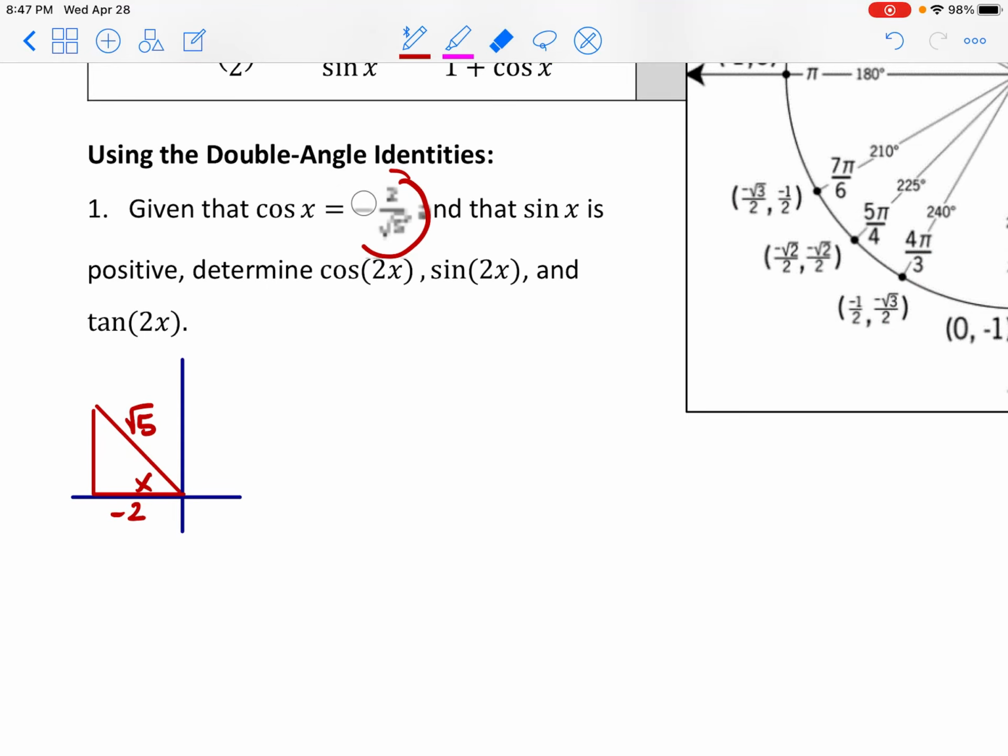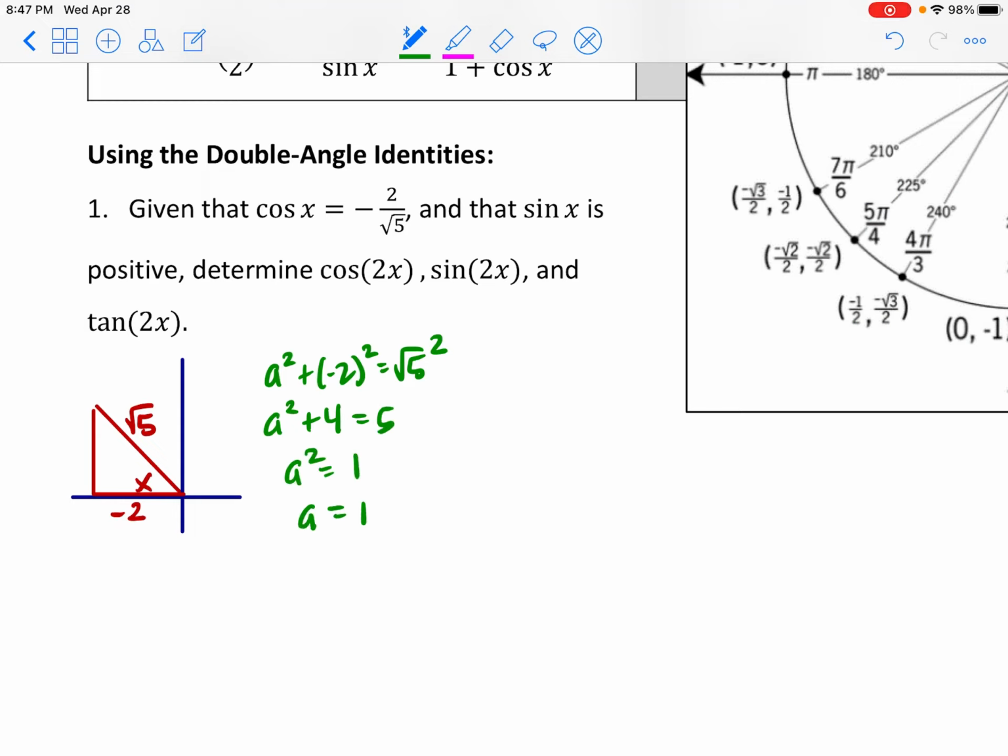Okay? Because we have the Pythagorean Theorem, we could figure out our missing side. So we could say that a squared plus negative 2 squared has to equal radical 5 squared. So that's a squared plus 4 equal to 5. If I subtract that over, a squared has to be 1, which means a has to be 1.